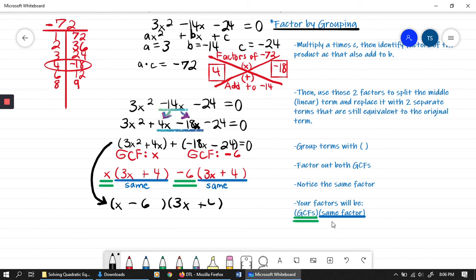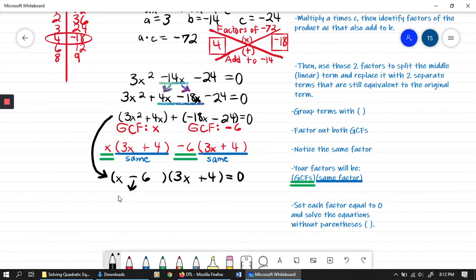Remember that this is still an equation. It is still equal to 0, and we need to solve it. So we still need to use the zero product property. In other words, we need to set each factor equal to 0 and then solve. It looks like this: x minus 6 equals 0 and 3x plus 4 equals 0.